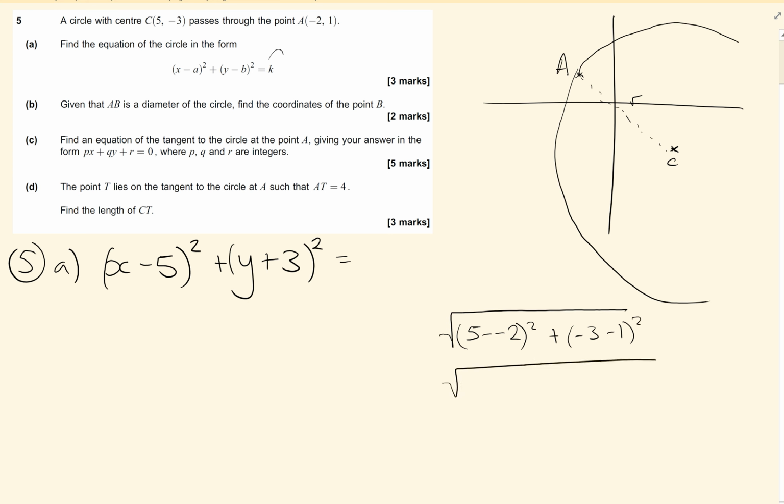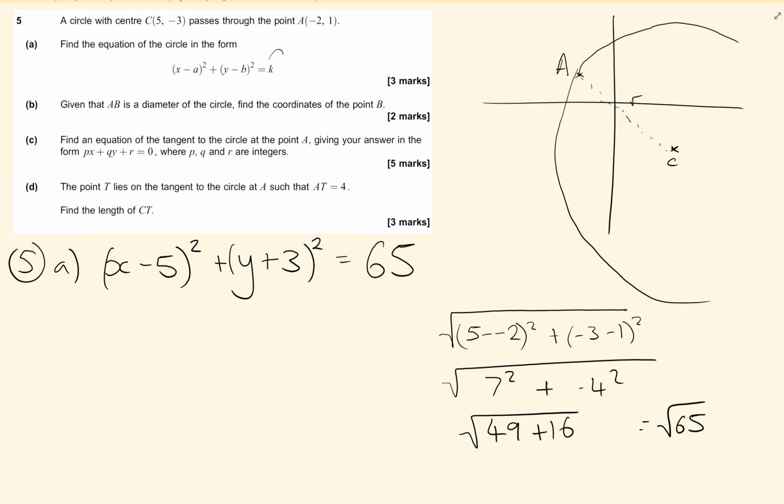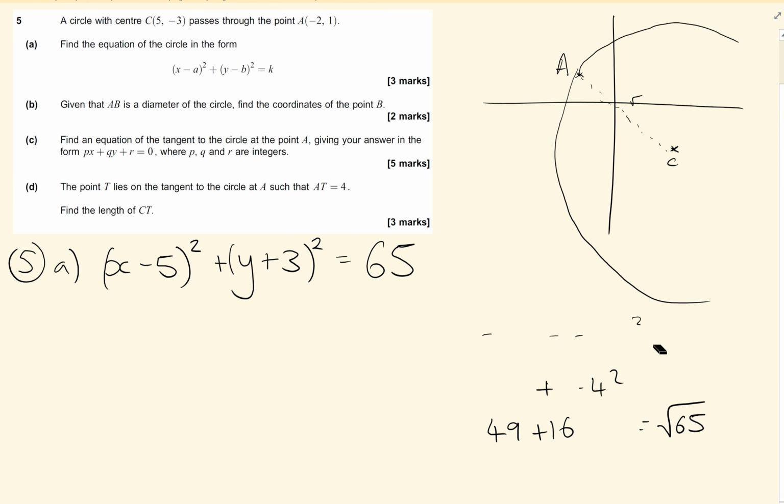So that gives me square root of 7 squared plus, that's going to be minus 4 squared. So I've got 49 plus 16 in there, which is root 65. So the radius is actually going to be root 65. Since the general form is x minus a squared plus y minus b squared equals k squared, we're going to obviously have to square what we get for the radius. So that's our general form for our circle, and that gives us 3 marks, and we've now found our radius.